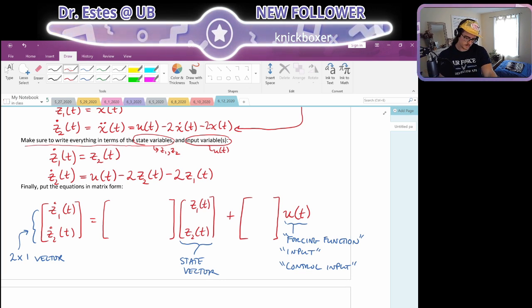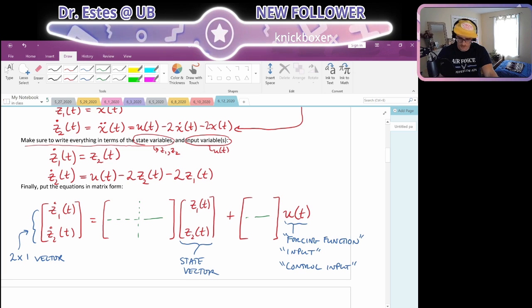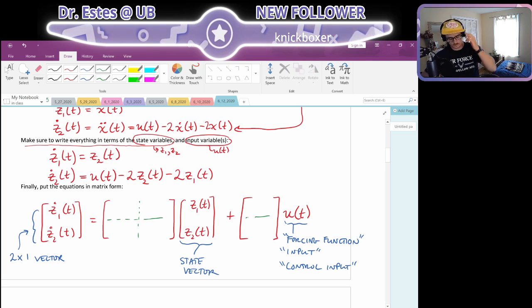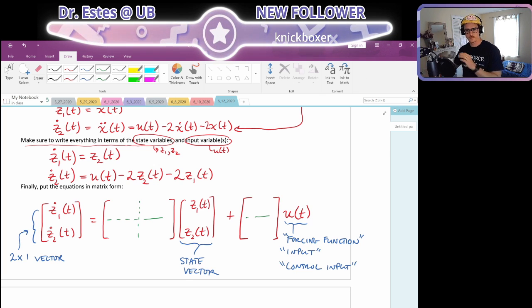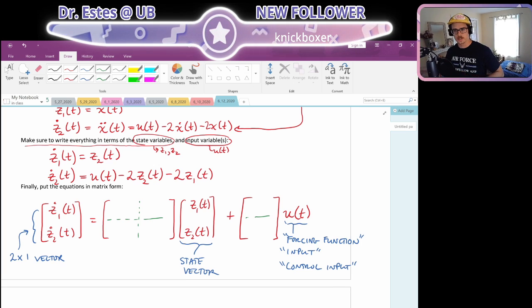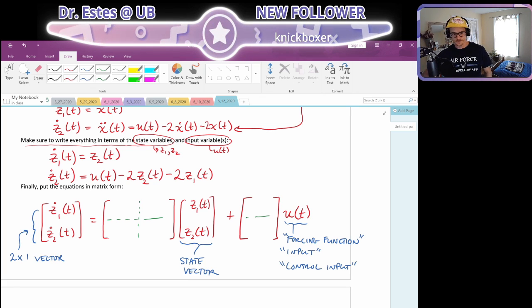Okay, let's put some little... Have you guys done stuff like this before? Sometimes in a differential equations course, they might teach you state space.